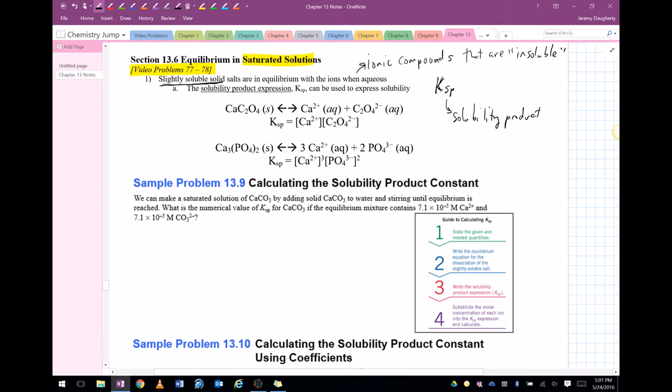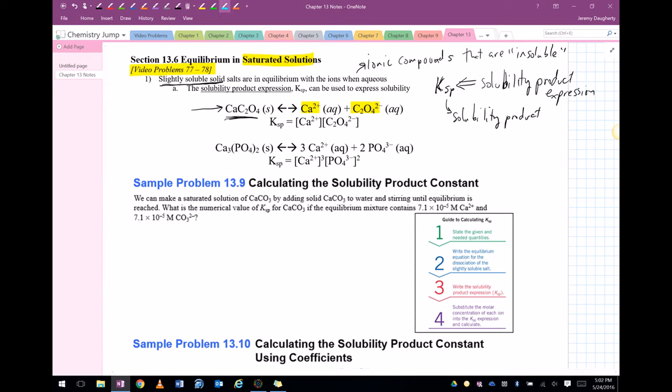The terms here are pretty important. KSP is actually what's called the solubility product expression. So here is calcium oxalate. Calcium oxalate is slightly soluble, but when I throw this in water, some of it does dissolve, a very, very small amount. And so it breaks up into the calcium ion and the oxalate ion.